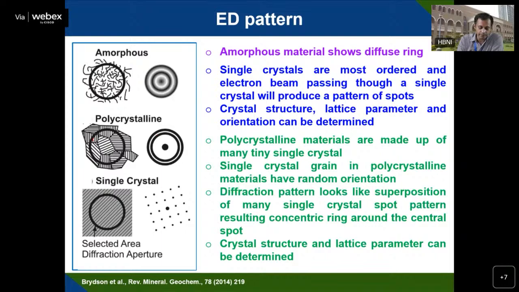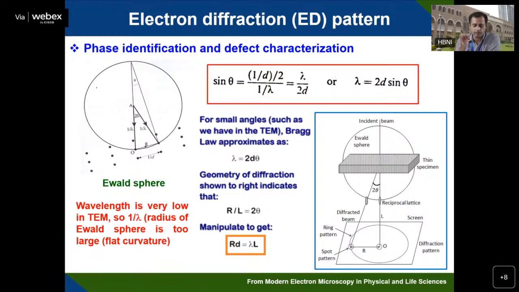If it is a single crystal, you see only one plane. Here you have multiple planes: 1, 2, 3, 4, 5, 6, 7, 8 planes, and 9 planes. But here, all are in only one plane, so you will get only square dots. A polycrystalline material is made up of many tiny single crystals. That's why you get ring patterns in polycrystalline material, a diffuse ring in amorphous, and for a single crystal, you get dotted patterns.